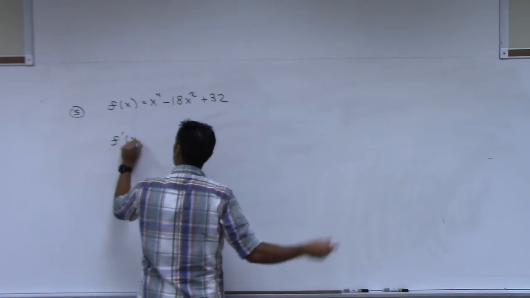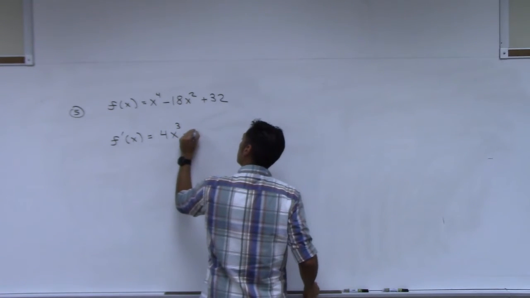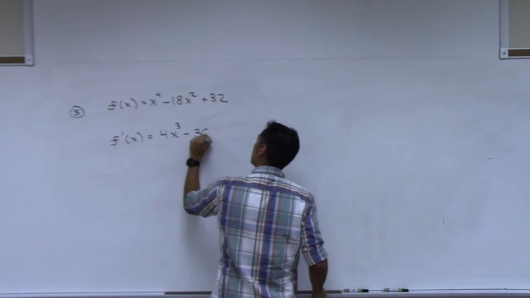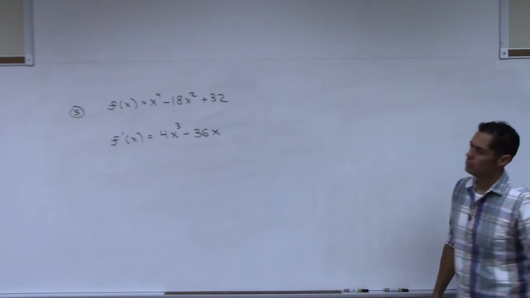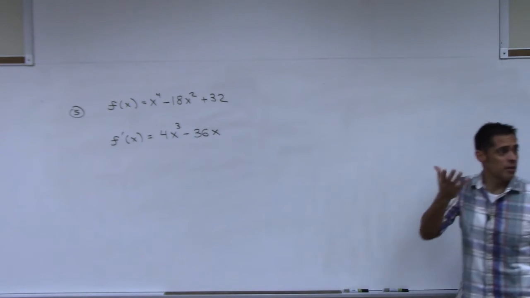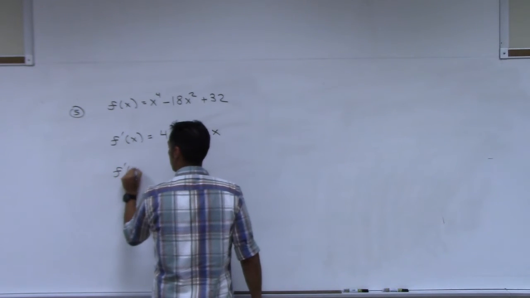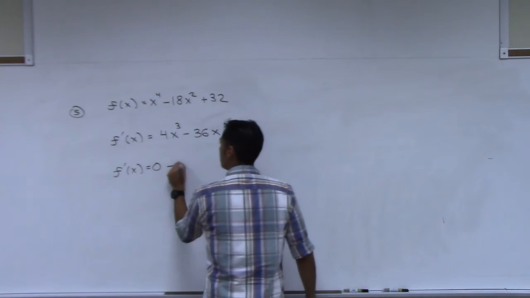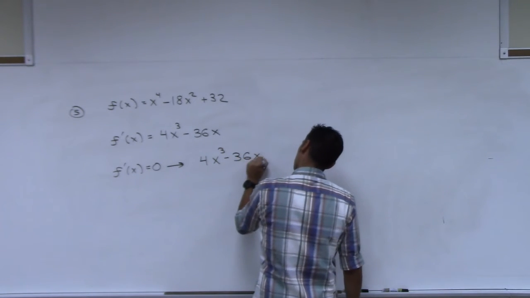Okay, so let's take the derivative first. What is that? 4x cubed minus 36x. Everyone agree? Now, you said set that to 0. I agree. So far, nothing is different than what we've done before. Take it, set it equal to 0. So 4x cubed minus 36x equals 0.